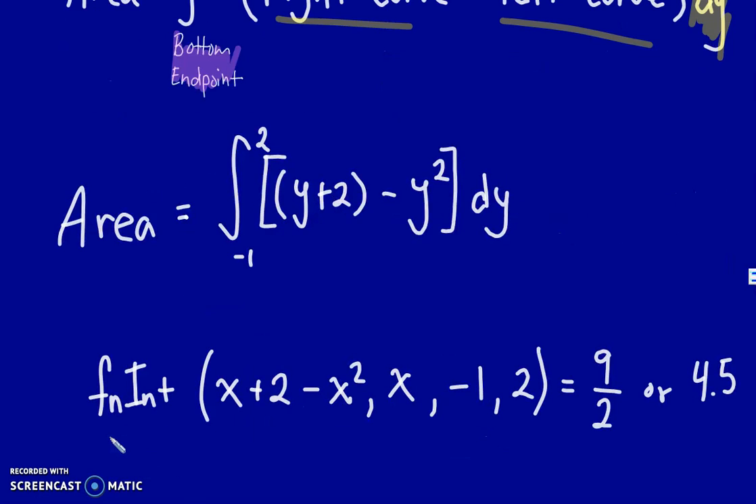And this time I decided to show the answer in the F and INT form. Those students who don't have an updated calculator would have to put the function first. Notice that I changed from y to x, comma, with respect to x now, comma, lower limit, comma, upper limit, and you get your answer. That's all I wanted to do in this video. That's it.